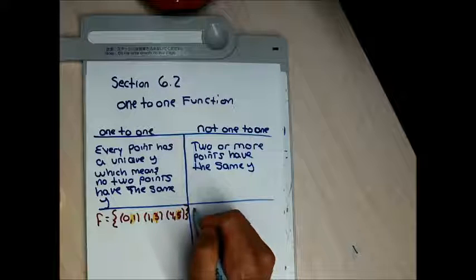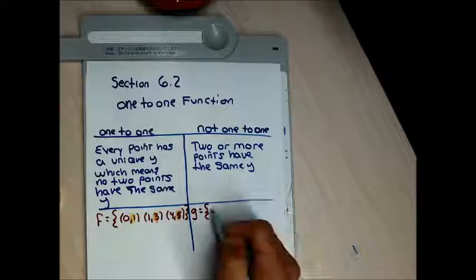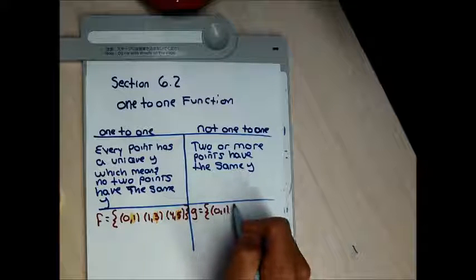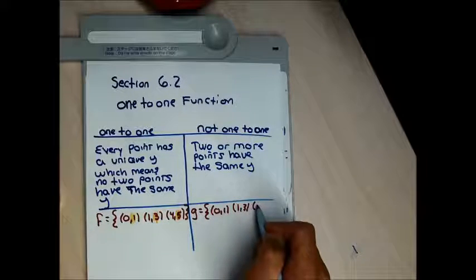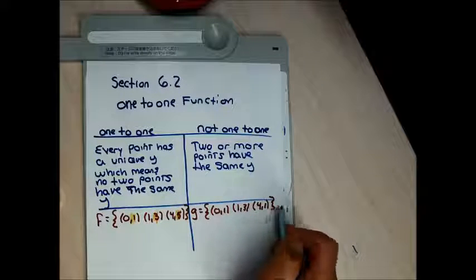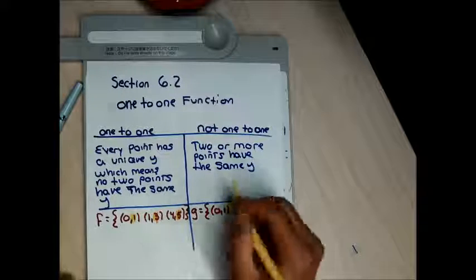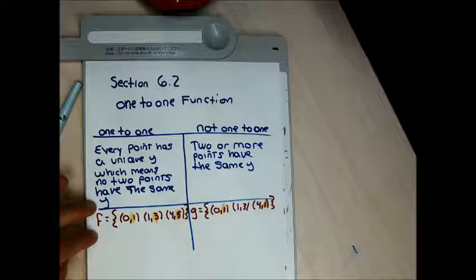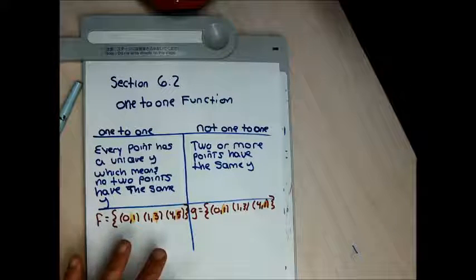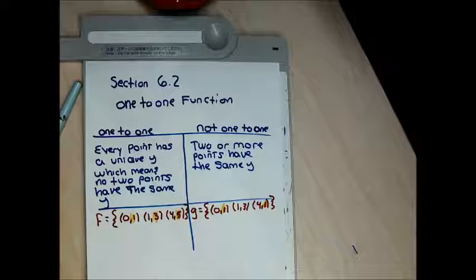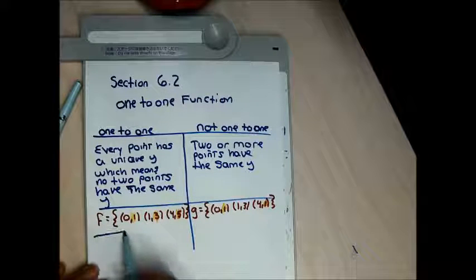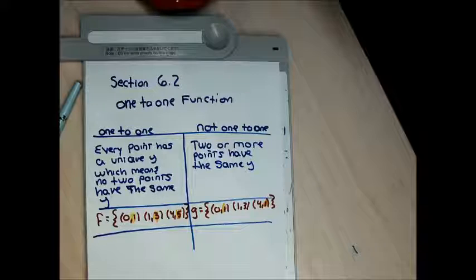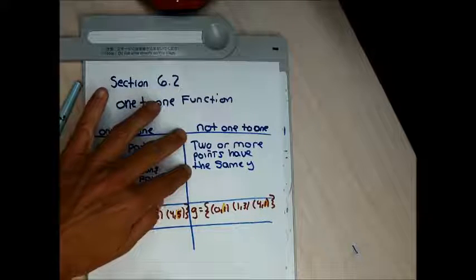In this column of my not one-to-one functions, if I create another function, I don't know if I can get 4 points in here, but if I did like (0, 1), (1, 3), and (4, 1), then that's a non-one-to-one function because we have multiple points that have the same y. If you're thinking about duplicate x's, a function can't have duplicate x's. If there's duplicate x's, then the relation, this is a relation, relations are only functions if all the x's are different. So that's kind of the first characteristic of a one-to-one function, that every point has a unique y, which means no two points have the same y. If two or more points have the same y, that's not one-to-one.